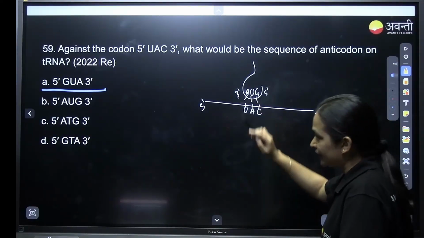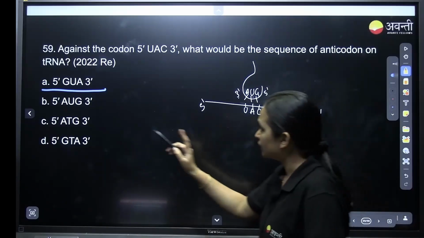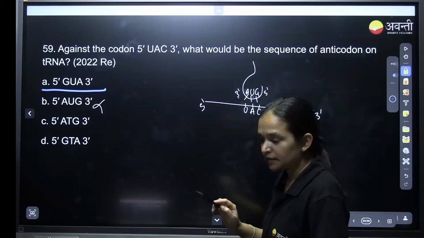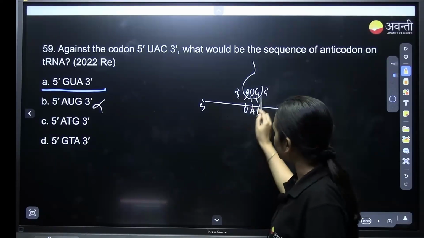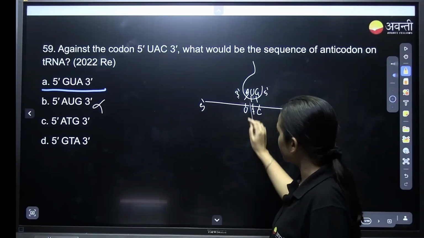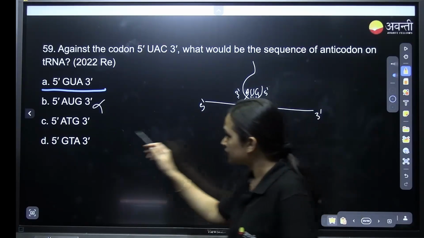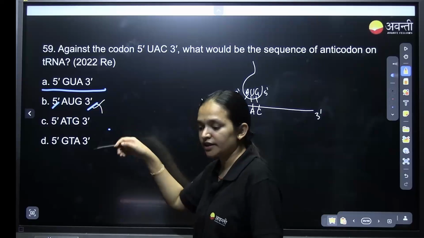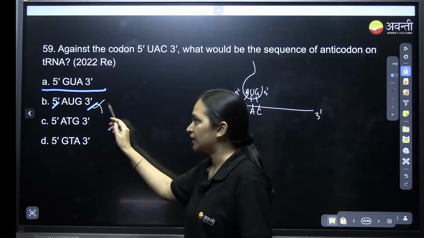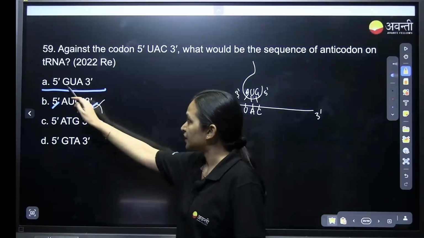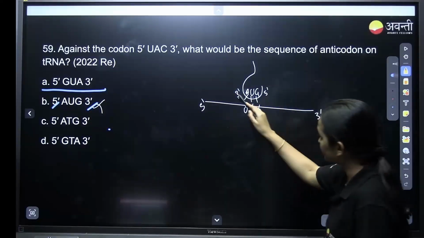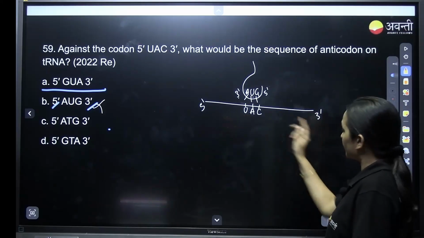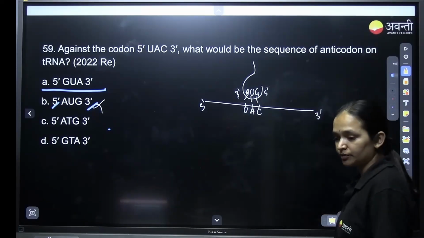Okay. In a hurry, don't mark it as B. Understanding? Because directly we'll get AUG out of it. From UAC we get AUG. Without thinking about the prime, the orientation, sometimes in a hurry you tend to mark B as the answer, but don't mark B as the answer. It is GUA. It is reading from this side 5' to 3'. Because if this is 5' to 3', then it would be 3' to 5' here.